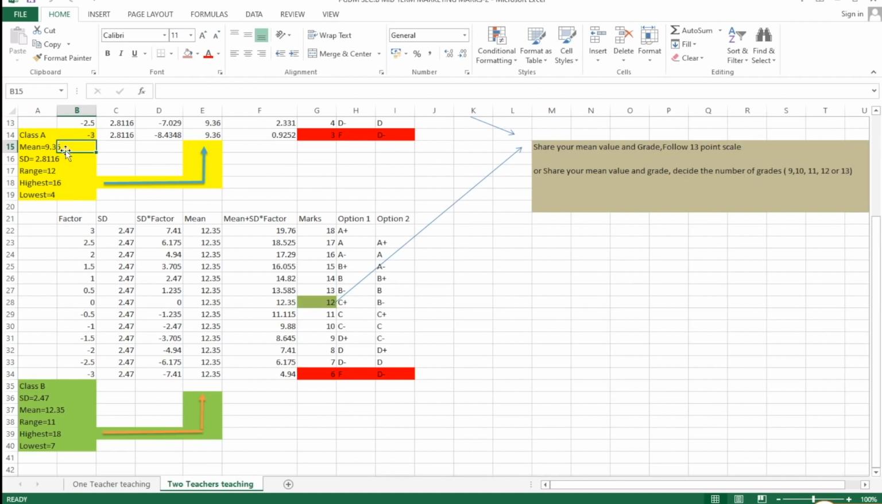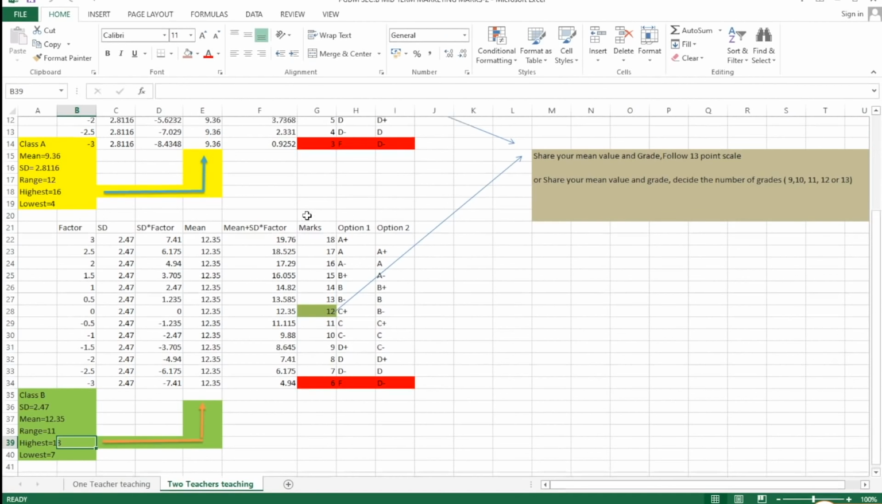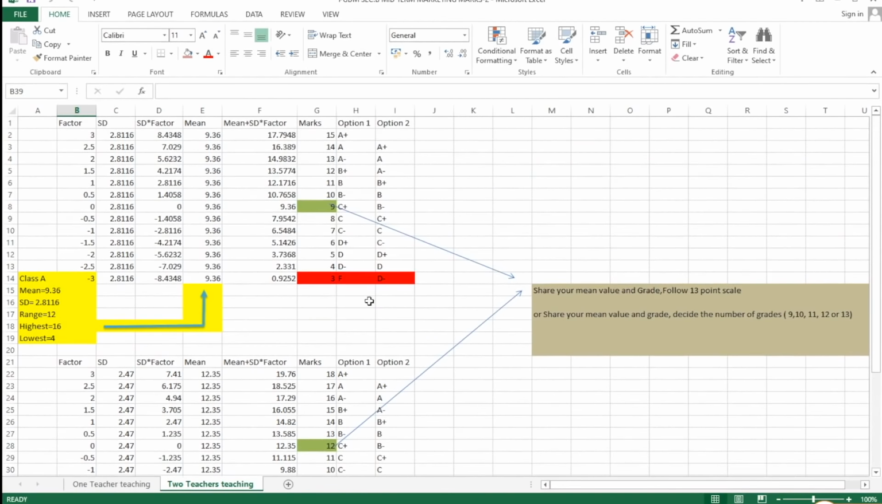Here the grading, or marking, has been done very strictly, because the overall average of the class is low. If you see the highest also, it is 16, and here the highest is 18. So this teacher of class B is relatively lenient as compared to the teacher of class A.